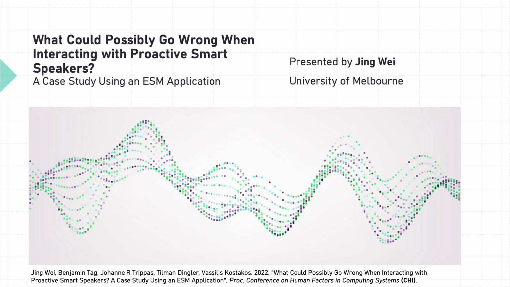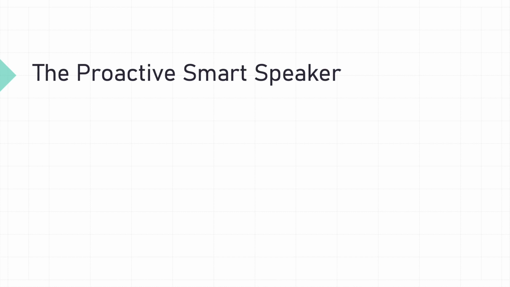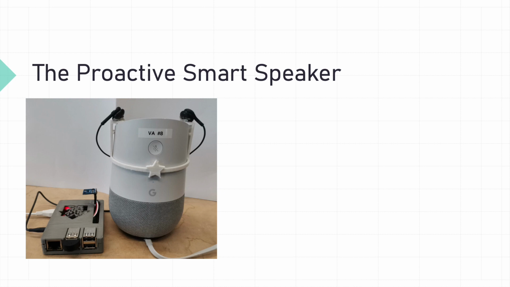In this video, I'll present our work called What Could Possibly Go Wrong When Interacting with Proactive Smart Speakers, a case study using an ESM application. To start, please take a look at my Proactive Smart Speaker prototype. This prototype is built based on the commercial Google Home.